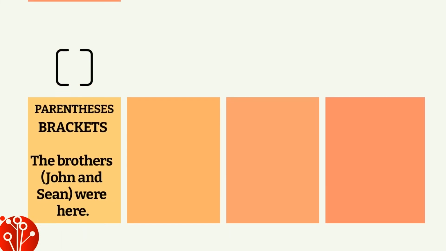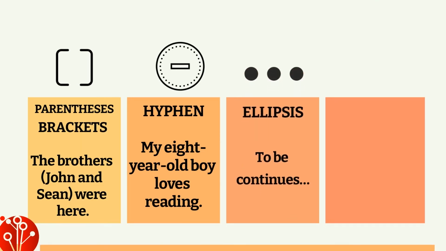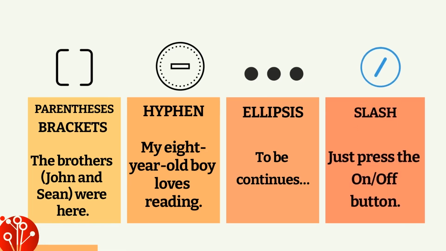Parentheses or brackets, used for extra non-essential information. Hyphen, used to join two or more words together into a compound term and is not separated by spaces. Ellipsis, used to show that parts of sentences are left out. And finally, slash, used to write a fraction, a measurement, or to suggest alternatives in your text.